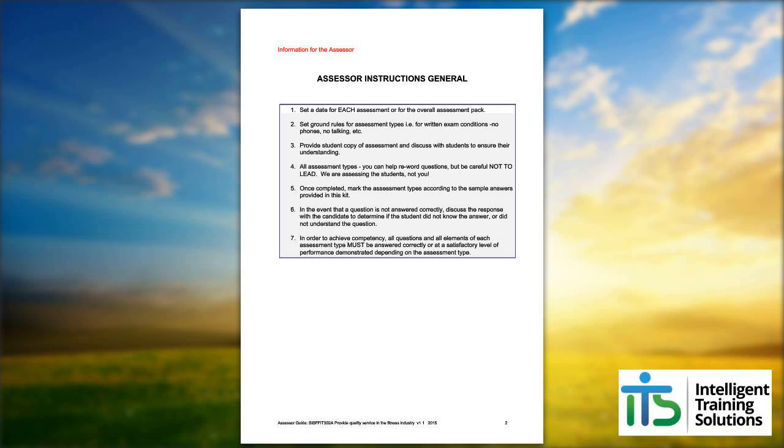The page in front of you at the moment is the assessor instructions, and you'll notice there are 7 assessor instructions on how to actually conduct this assessment. This assessment is about customer service. It's called Provide Quality Service in the Fitness Industry. Straight off the bat, this was where the alarm bell started ringing, where we've got 7 assessor instructions here on how to conduct this assessment.